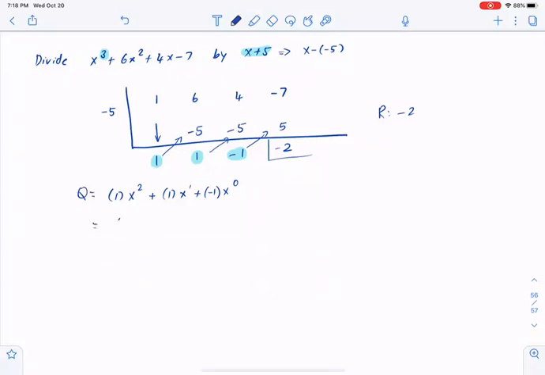1 times x squared is x squared. 1 times x is x. Negative 1 times x raised 0 is simply negative 1. So the quotient is x squared plus x minus 1.